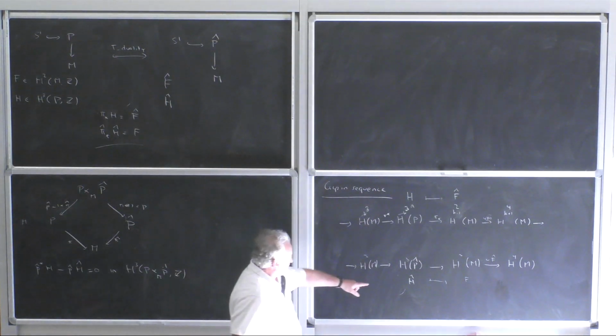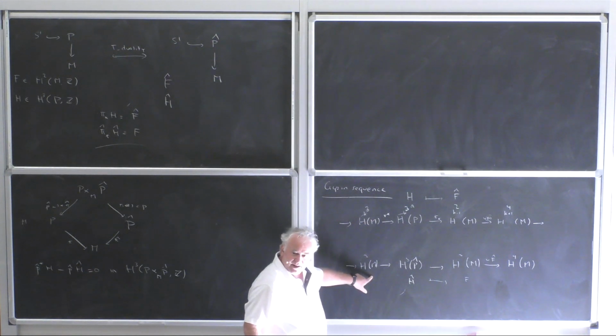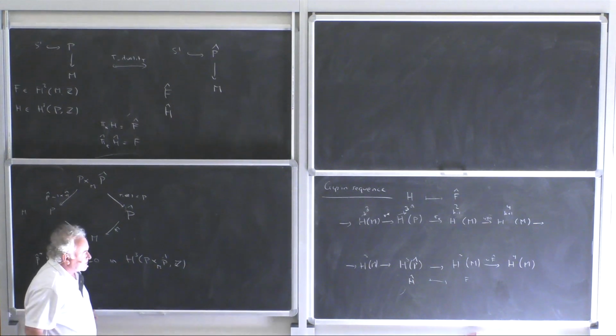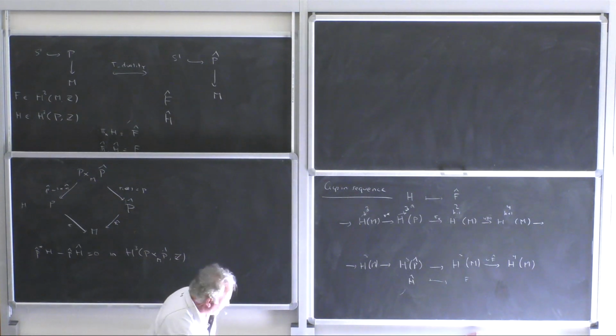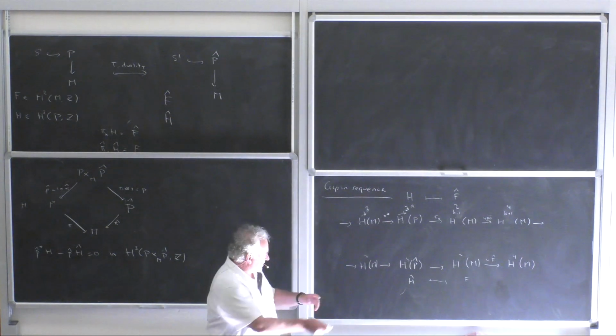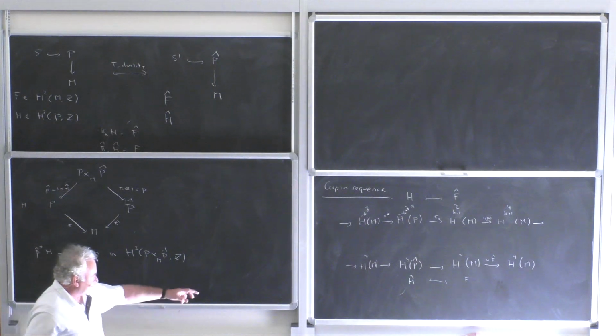But that h hat is, of course, not unique. It's unique up to some term that comes from here. And that you can fix by putting that condition. So it's a bit of a diagram chasing. You can put this into a double complex and then diagram chase that indeed this fixes the h hat.